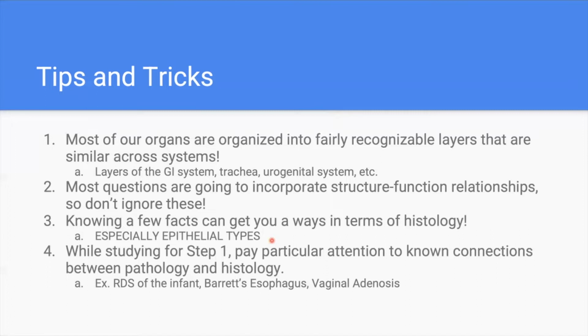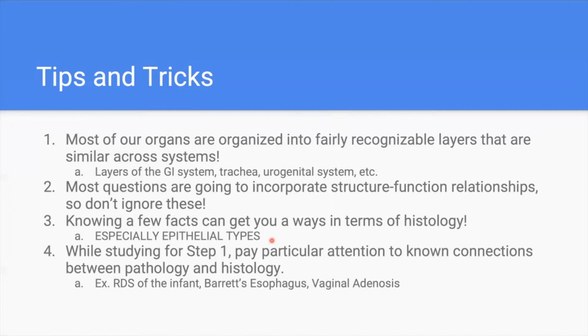Similarly, Barrett's esophagus, that is the metaplasia of that stratified squamous epithelium to a columnar type epithelium like we see in the stomach and the rest of the GI system, but found within the esophagus. So Barrett's esophagus is a pathologic adaptation to repeated chemical exposure.